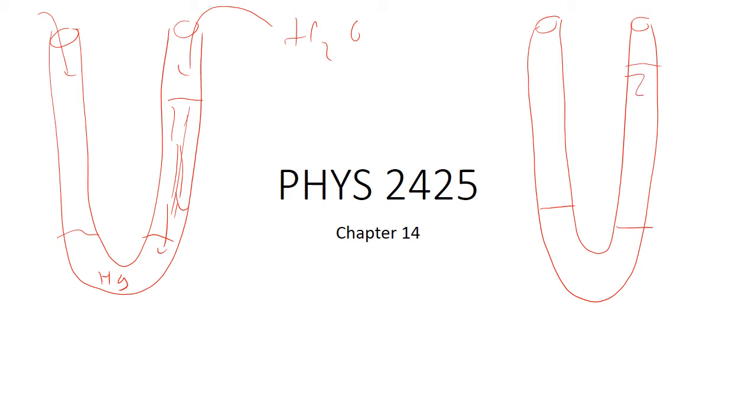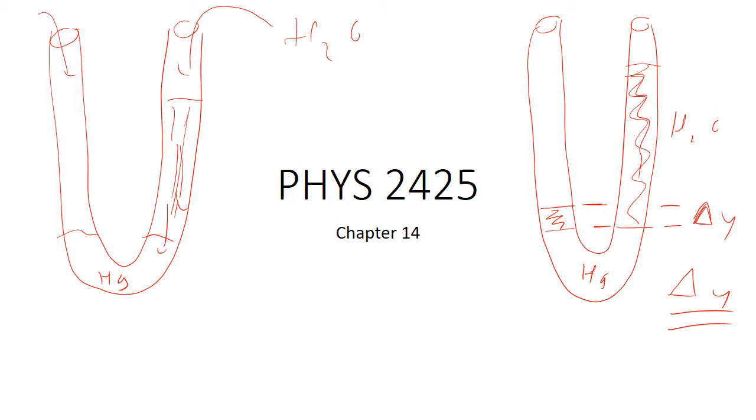So this will be the water right there. This will be the mercury down here. And there's going to be a difference, delta Y, between the level of the mercury on one side and the level of the water on the other side. That's because the pressure due to all this water has to be the same as the pressure due to that amount of mercury right there. And so the question is, what is that delta Y? Okay, so how do we figure that out?